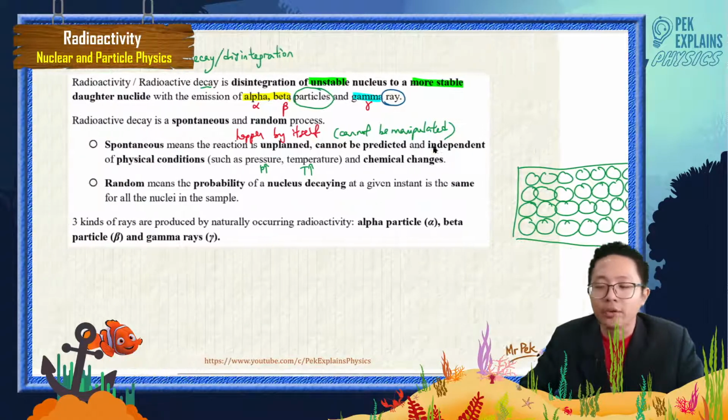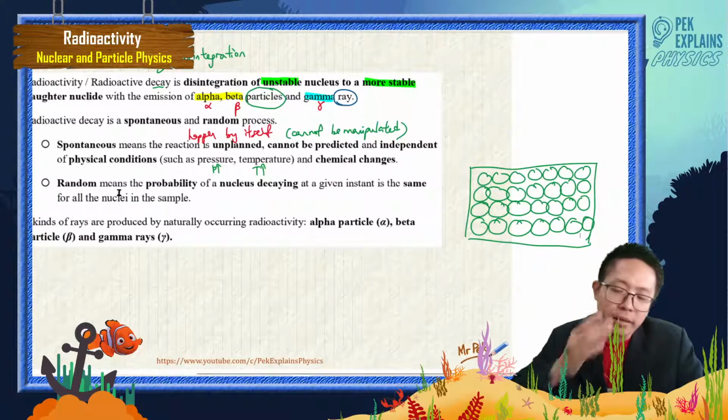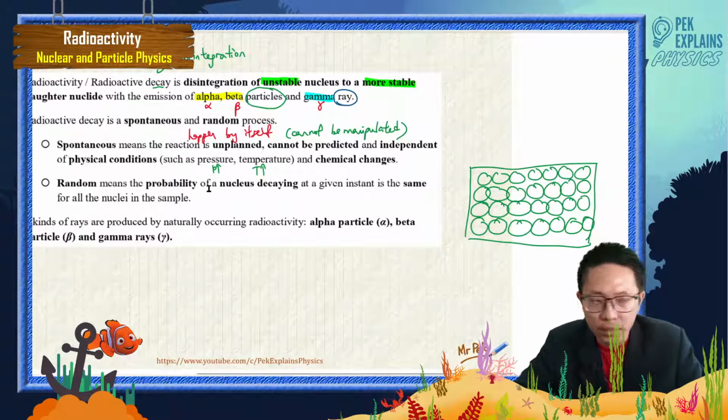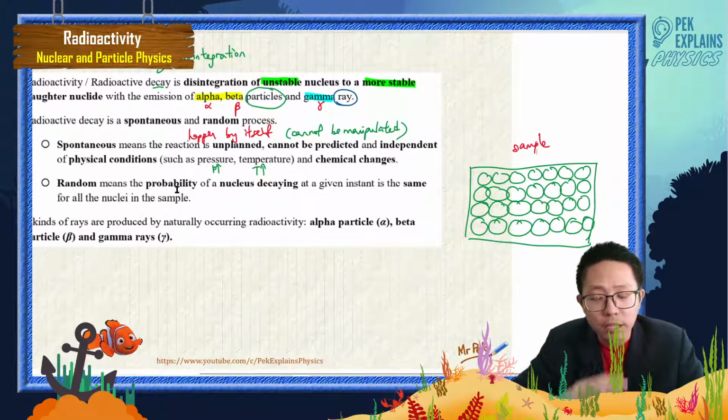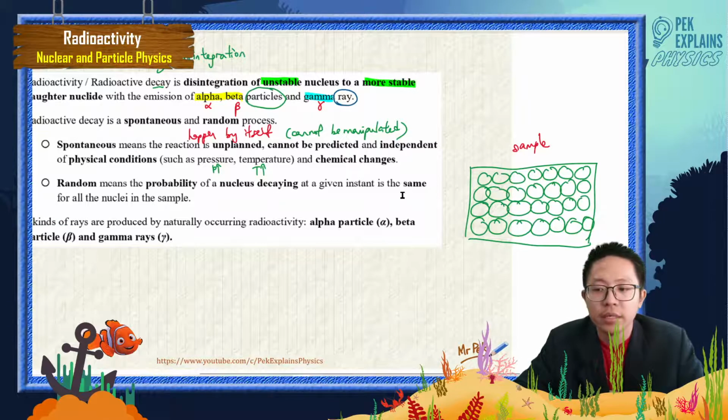Okay, so random means the probability of a nucleus decaying at any given instant is the same for all the nuclei in the sample. This is the sample of all radioactive nuclei. All these nuclei are radioactive, but the probability for any nucleus to decay at any time is the same.